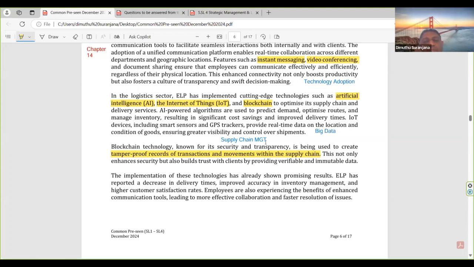So big data may also be a consideration, right? It can also be considered. Blockchain technology, known for security and transparency, is being used to create tamper-proof records of transactions and movement within the supply chain. See, supply chain management. So when we go through this topic, we have seen that most of the things are connected to supply chain management. So there is another area that you have to master here. This not only enhances security, but also builds trust with clients by providing verifiable and immutable data.